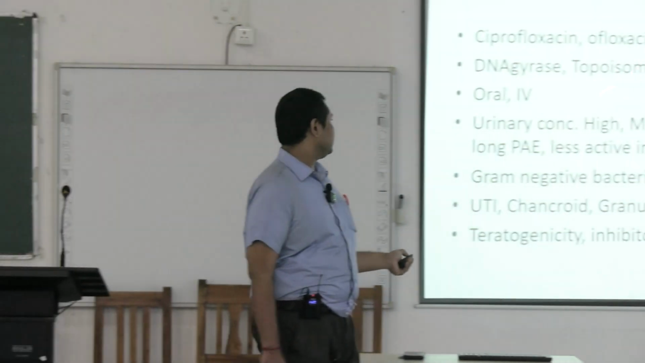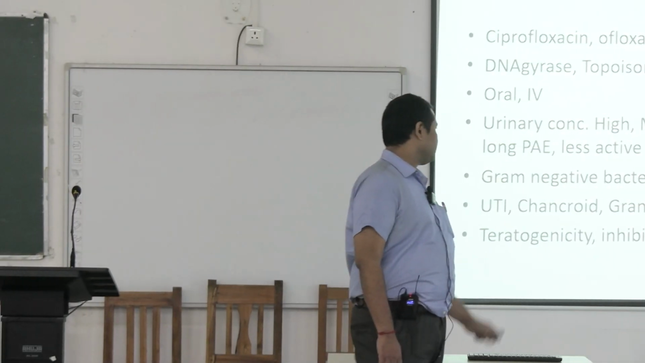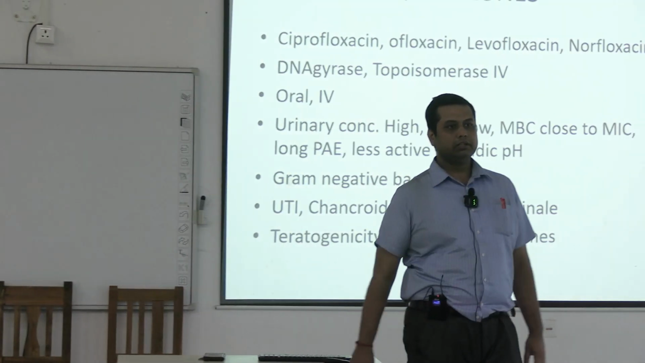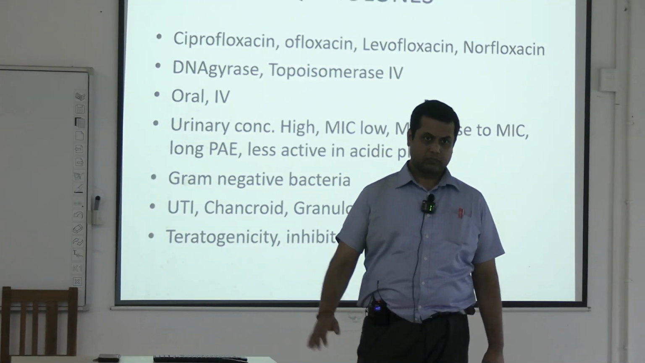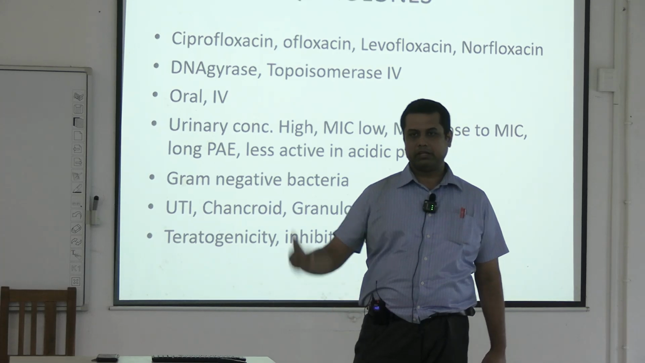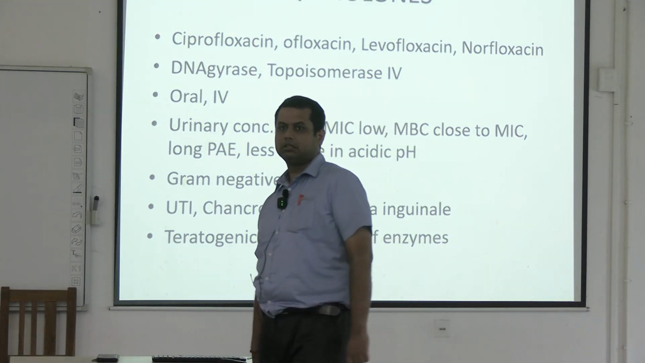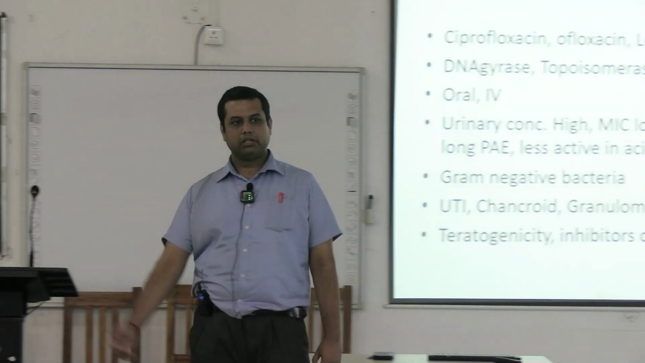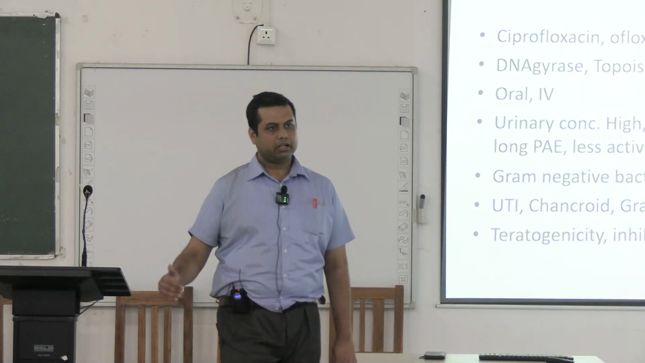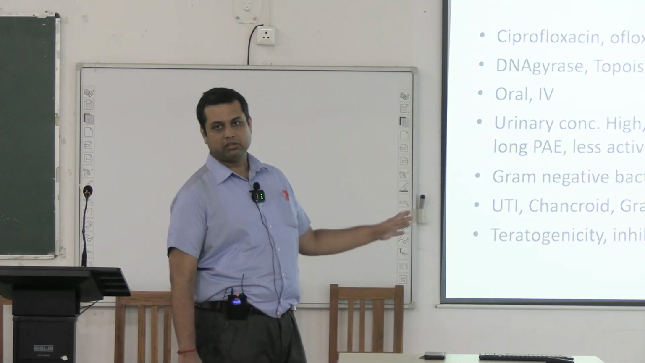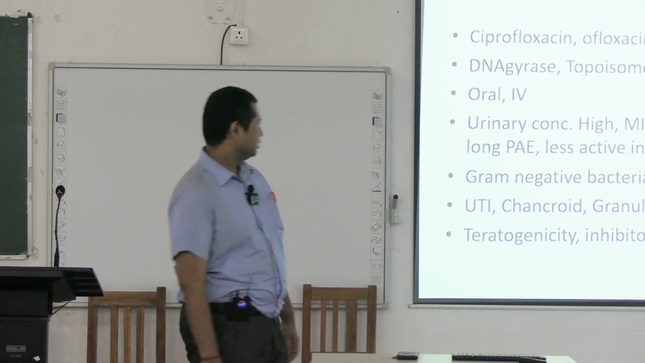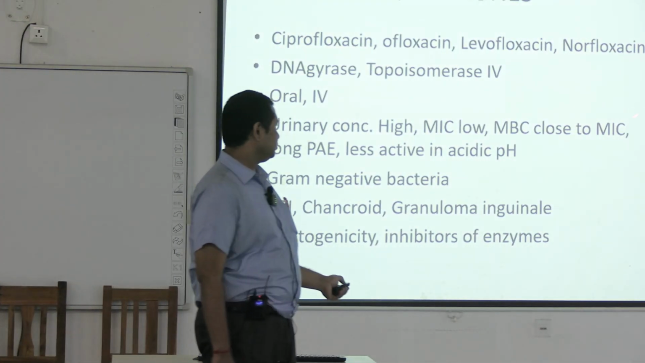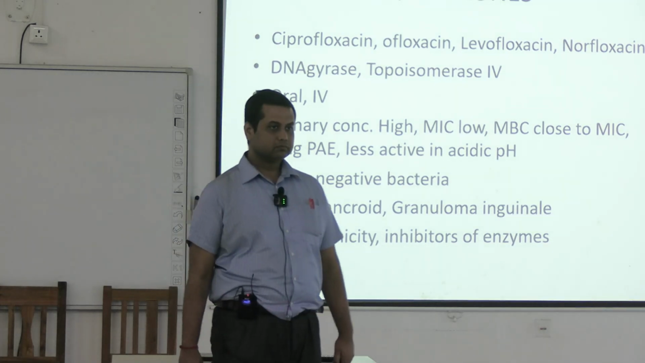So high concentration in urine, MIC is low. So what is the significance? Which is better, MIC low or MIC high? Low. At very low dose we can kill the bacteria. So MIC is low. So bactericidal concentration is close to MIC.